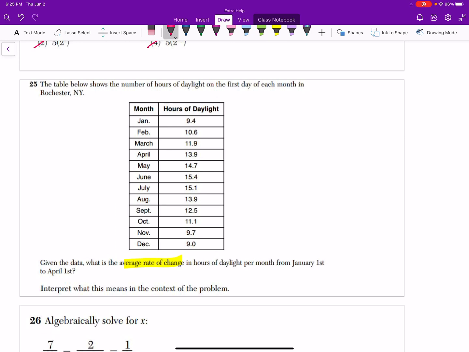Average rate of change, we should recognize, means slope. We're going to be taking the change in y's over the change in x. And our x's are coming from the 2 months listed. So January and April.